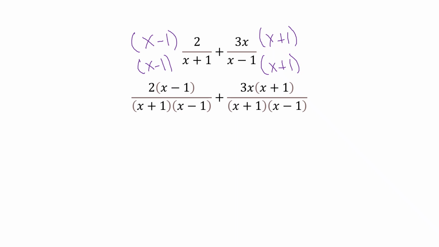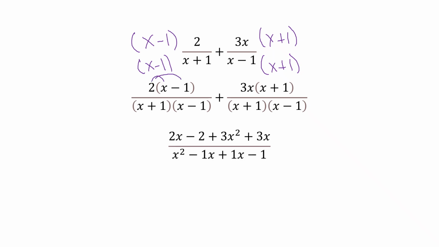Then I'm going to distribute. 2x minus 2, 3x squared plus 3. On the bottom, I have x times x, which is x squared. X times negative 1, watch your signs, negative 1x. 1 times x is 1x, 1 times negative 1 is negative 1. One thing when you're distributing is watch your signs.